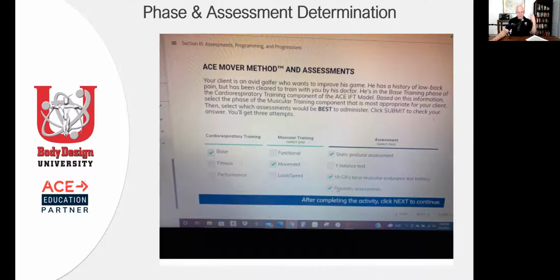He's an athlete. He's trying to increase performance, right? And he's fine. He doesn't have any issues. It doesn't matter that he has a history of low back pain. He has been cleared by a physician. Now, if you look at any of the assessments, for instance, the Thomas test assessment will tell you, don't perform this on somebody with low back pain.